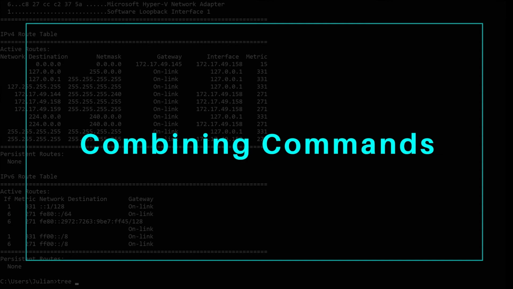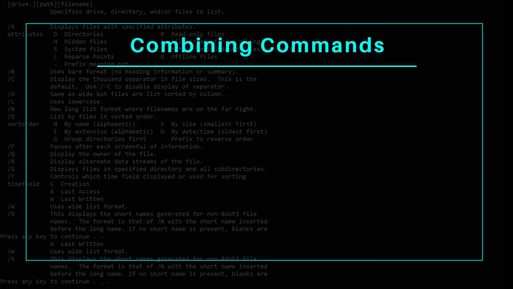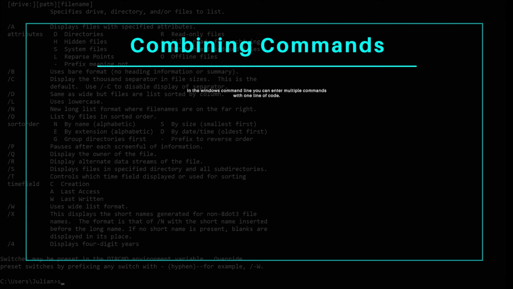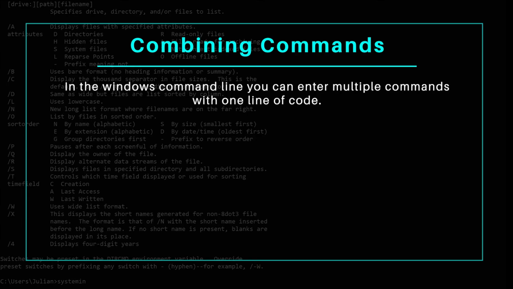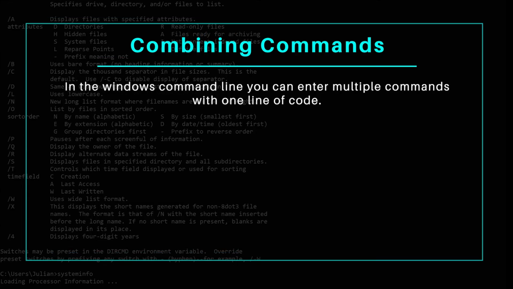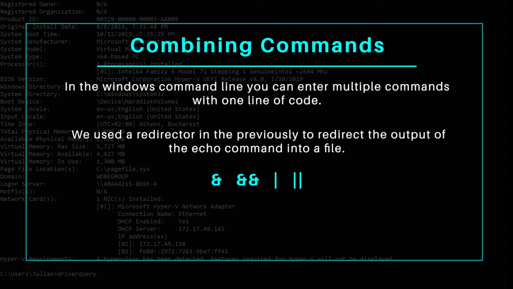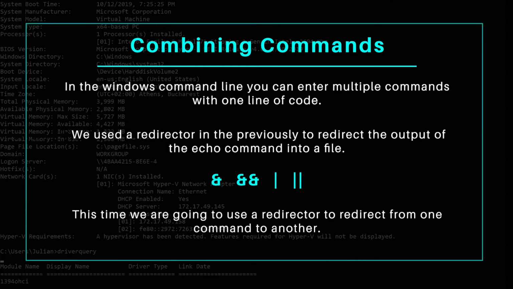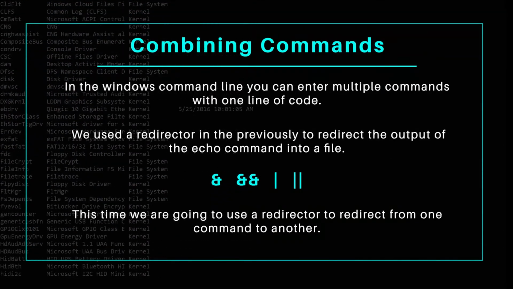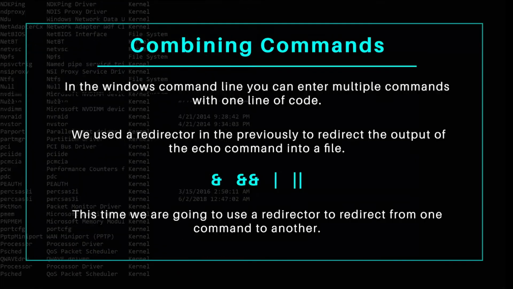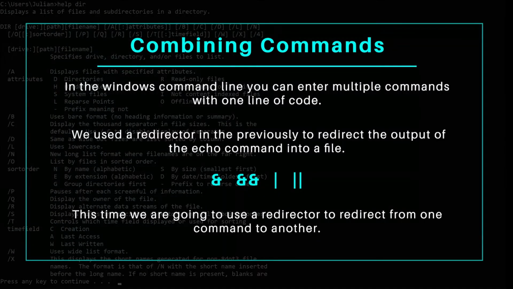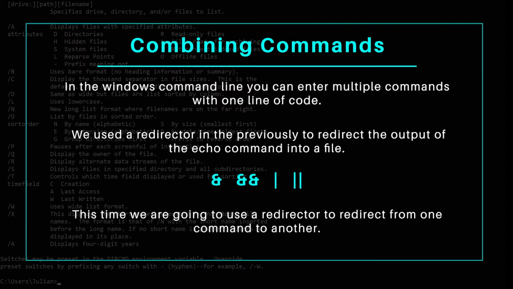Combining commands. In the Windows command line, you can enter multiple commands with one line of code. We used a redirector previously to redirect the output of the echo command into a file. This time, we're going to use a redirector to redirect from one command to another. Let's go through all the redirectors you can use to combine two commands.